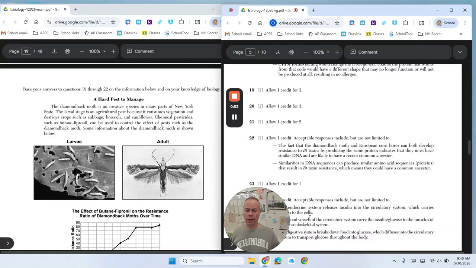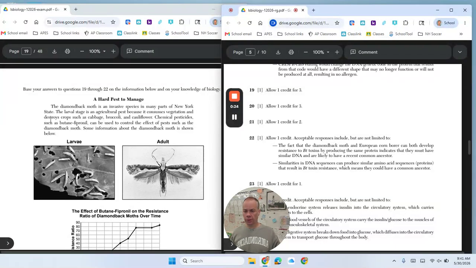We are continuing our scoring of the January 2026 Life Science Biology Regents Exam. We are on cluster number 5, questions 19 through 22. This cluster is a hard pest to manage. It focuses on pesticide resistance in insects.